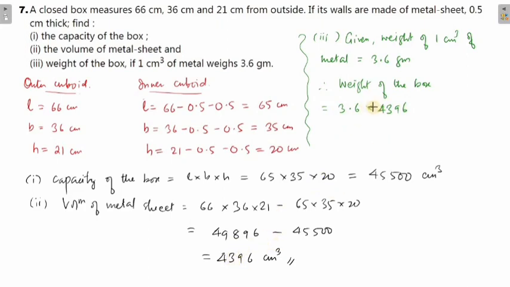So that's why we'll multiply with this, and when you multiply these two, you get your answer. See here carefully, you get 15,825.6 grams, and if you convert this into kilograms, it will be 15.8256 kilogram. Okay, so this will be the weight of the box. All right, so you may pause the video and note down your solution.